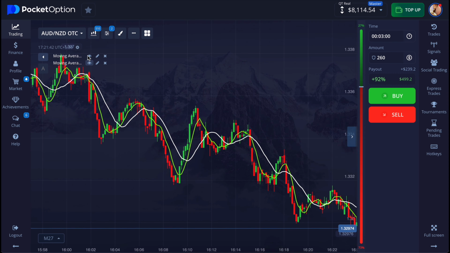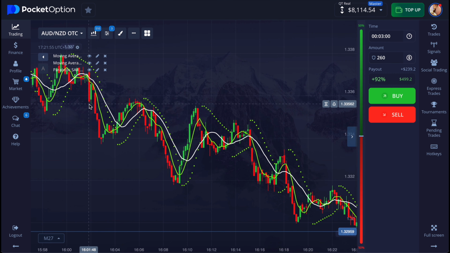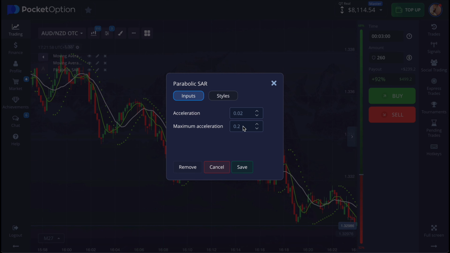After that we will need one more indicator, which is the parabolic SAR, so we will add that too. And then go to its settings, and set the maximum acceleration to 0.3. And we will set its color to yellow.